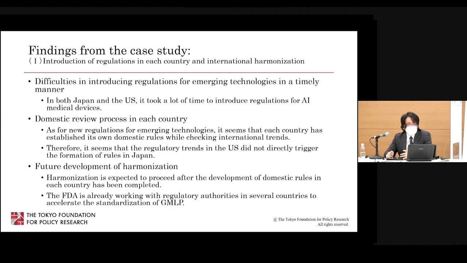And third, future development of harmonization. Harmonization is expected to proceed after the development of the domestic rule-making process in each country.